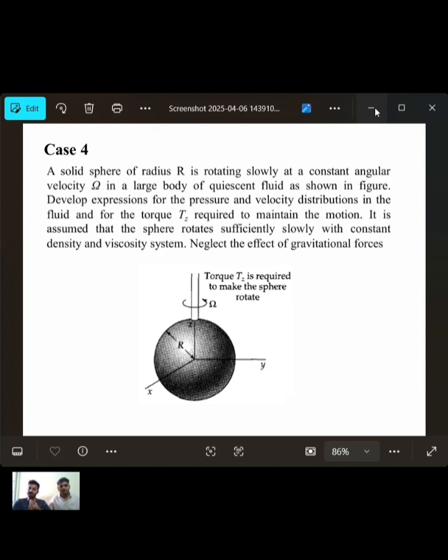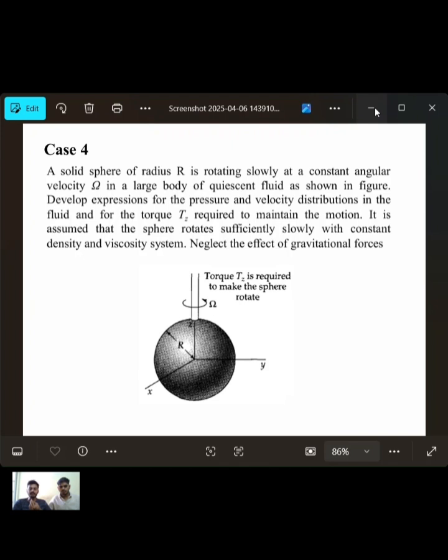Now, to solve the equation, we need some boundary conditions. There are several boundary conditions in the case of a sphere, in the case of a cylinder, in the case of Cartesian coordinates. So the main boundary condition used here is first the no-slip condition. At r equal to capital R, we have v phi equal to R omega into sine theta.